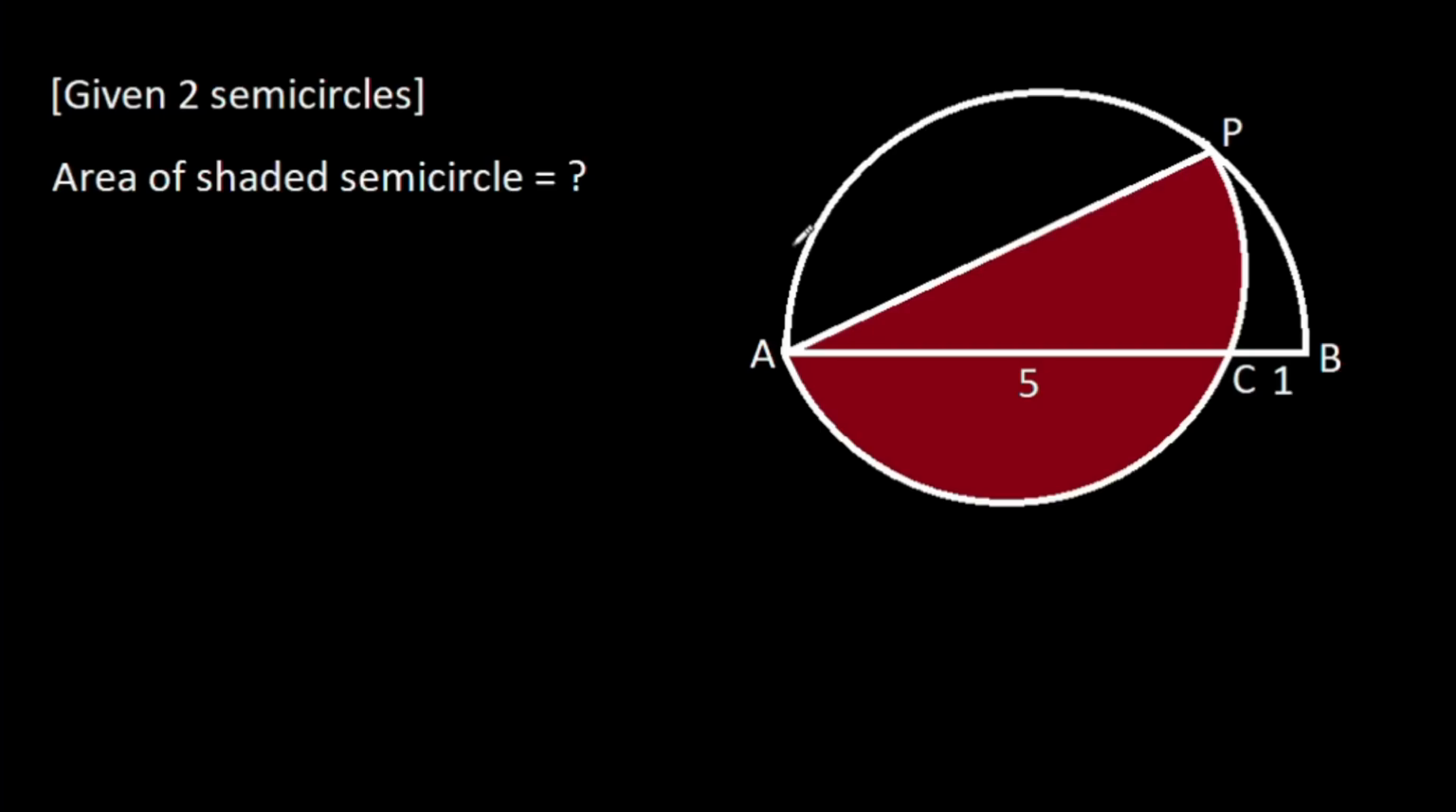In this video, we have been given two semicircles, and AC is 5, BC is 1. Then we have to find the area of the shaded semicircle. So, the first method.